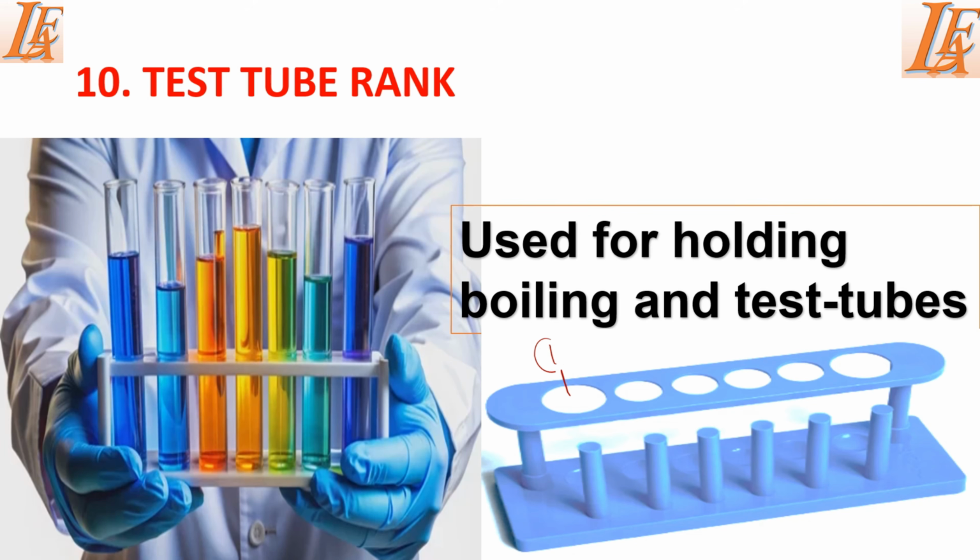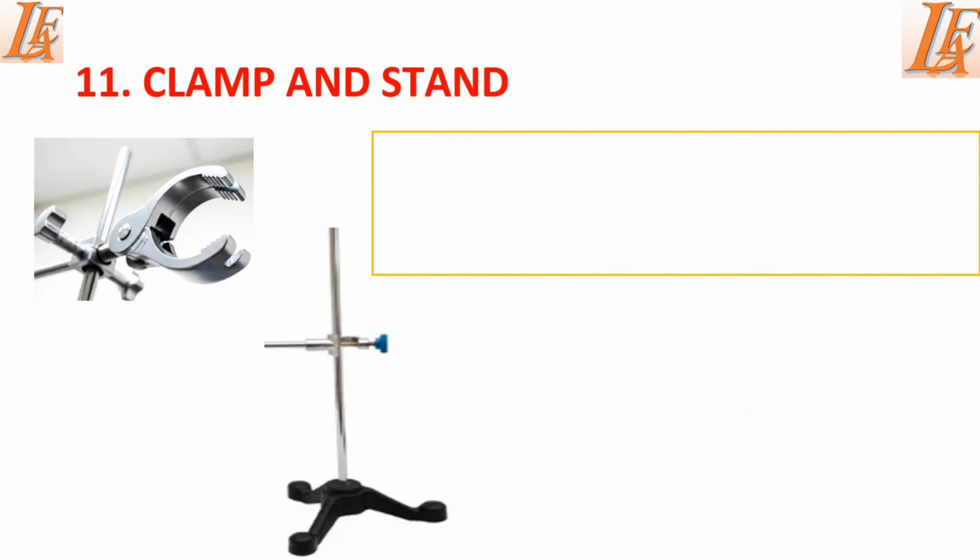Now these large holes, like this one we have called 1 and the other one here 2, they are used to hold boiling tubes, because they are large, and then the middle one is used to hold test tubes. So the large ones hold boiling tubes while the smaller ones hold test tubes.